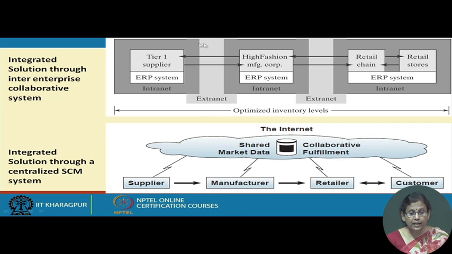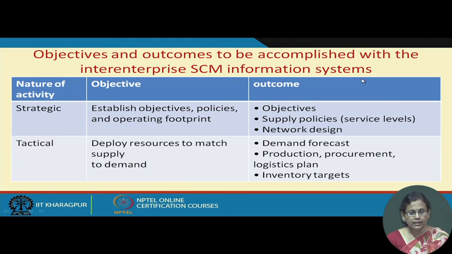the mutual agreement between two organizations is quite possible, and in this centralized system everybody has to agree and everybody's information system has to be compatible with this centralized system for sharing information. But in case it is between mutual agreement of two immediate entities in the supply chain, then there are various objectives which can be achieved, and we are going to see what are those objectives and what are various outcomes.